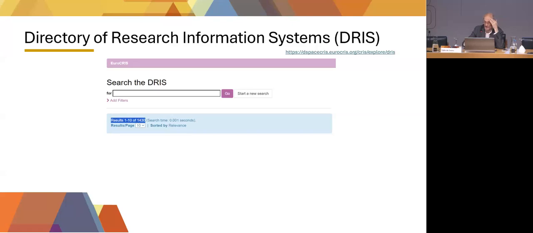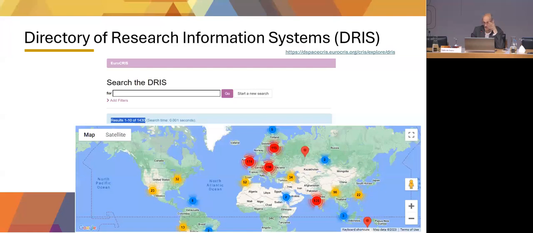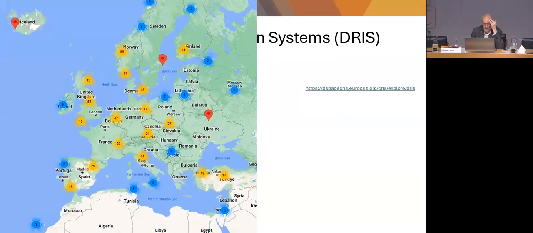It has nearly 1,500 systems worldwide. This is the DRIS map showing where the CRIS systems are mostly. You can see Europe there in red. India is also in red, incidentally, but there are CRIS systems all around the world. This is the European snapshot. Every country has its CRIS infrastructure.